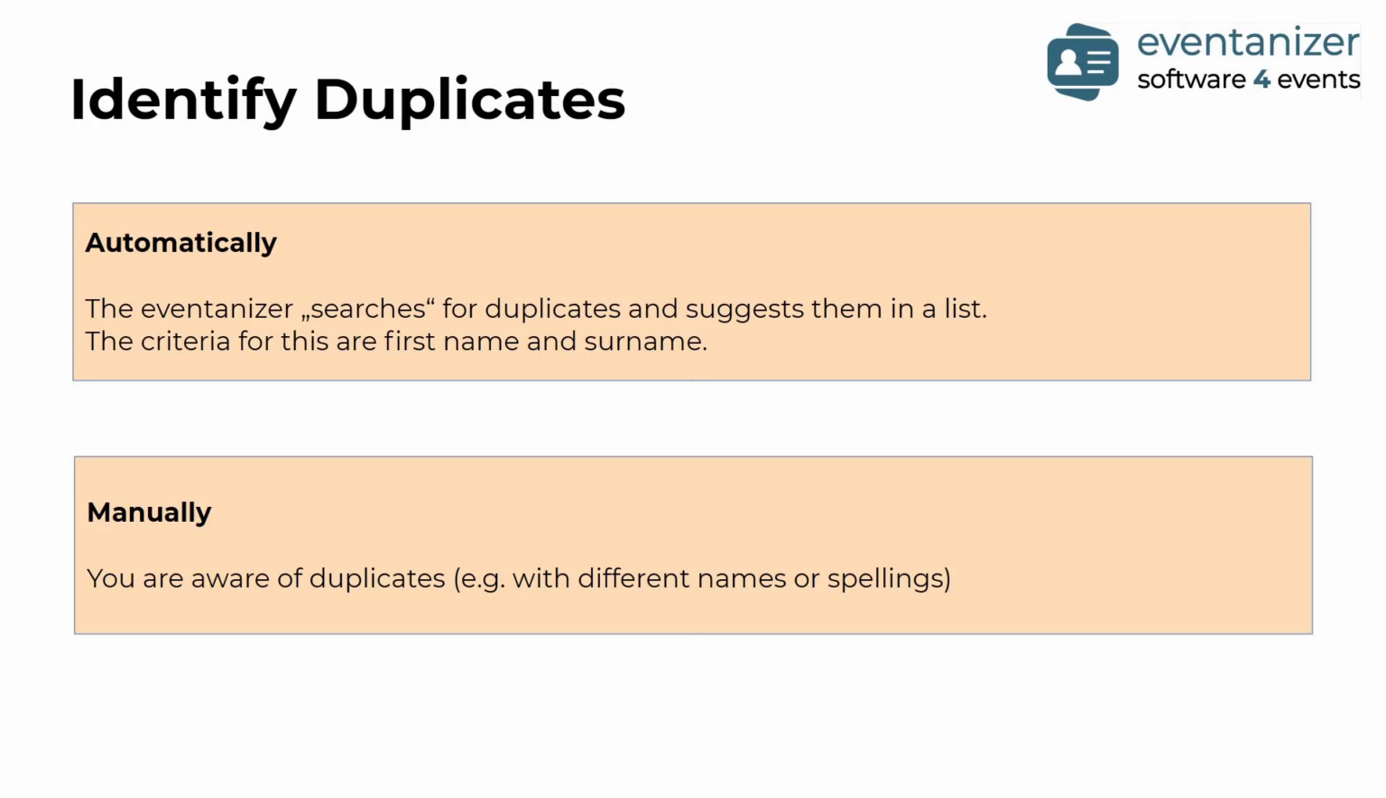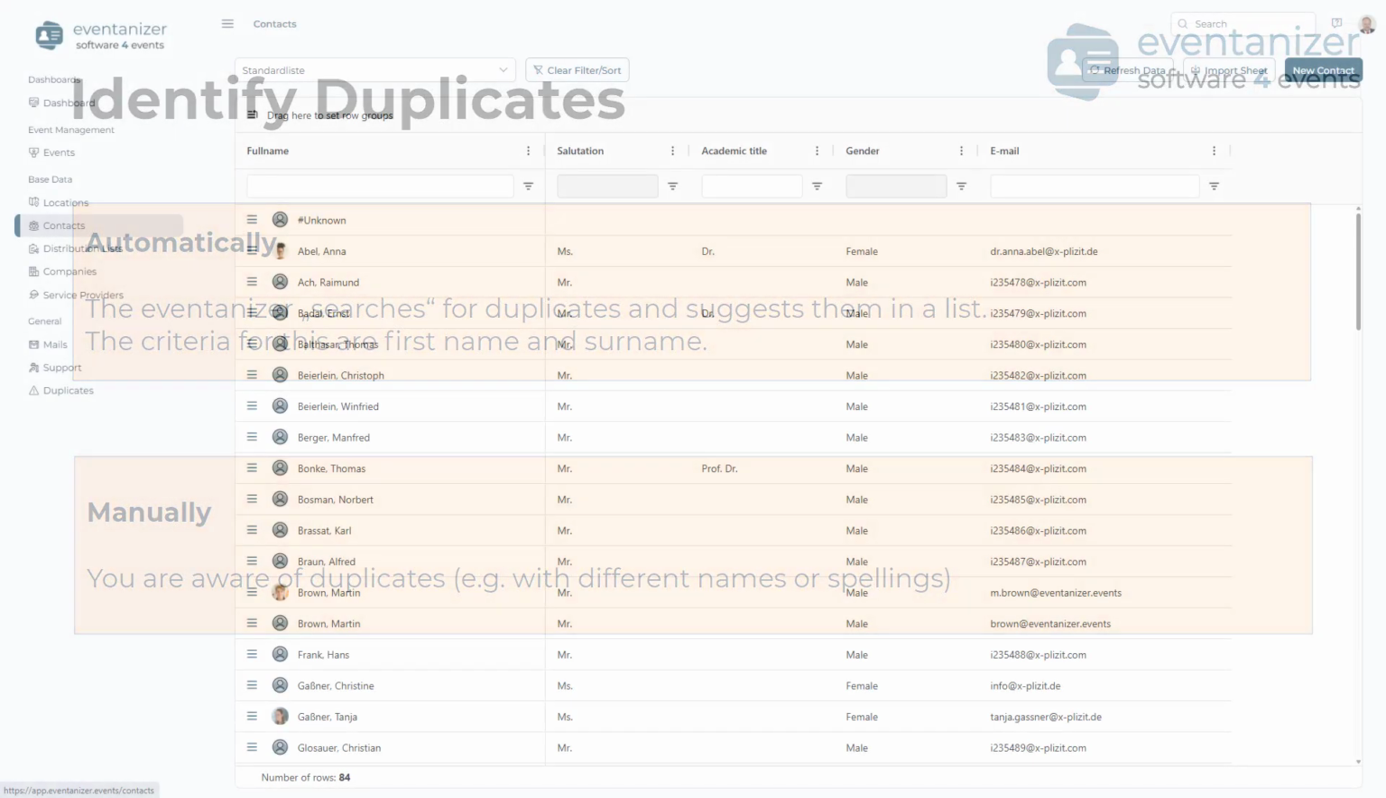Sometimes you may come across a duplicate yourself while working. A classic example is 2 contacts with different surnames, where the surname has changed due to marriage, for example. Eventanizer will not automatically identify such a person as a duplicate. In this second case, you must manually trigger the duplicate merge.